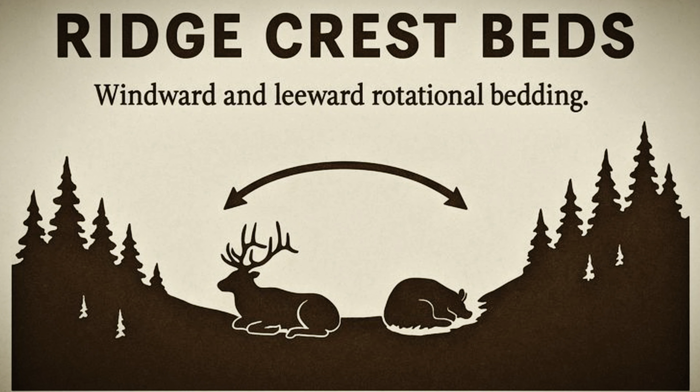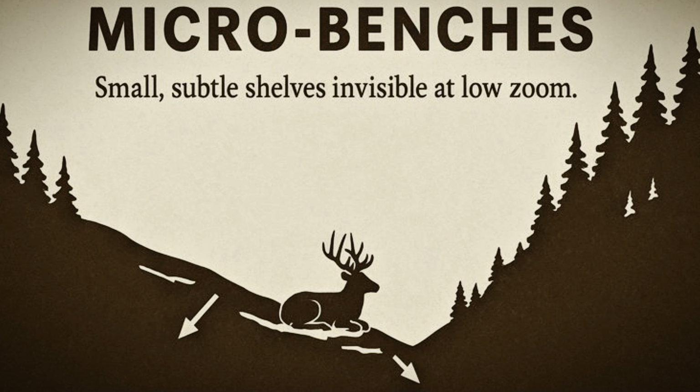Number 81 is the ridge crest beds, where animals bed there to rotate between windward and leeward sides. They're excellent midday glassing targets because you can spot those animals transitioning between the two. Number 82 is the micro bench. Those are just your tiny shelves hidden by contour lines. Animals bed there for security and consistent thermals. They're hard to see on the map.